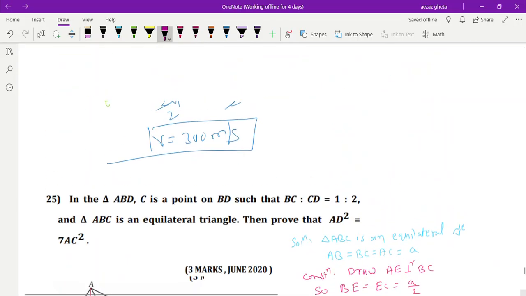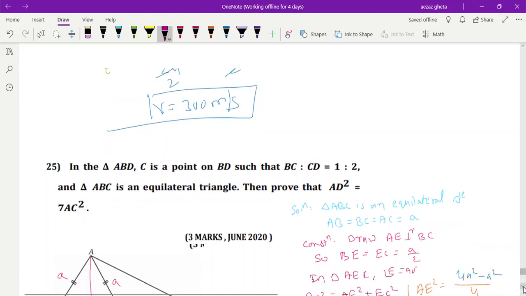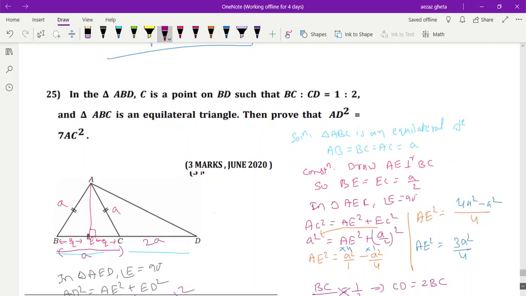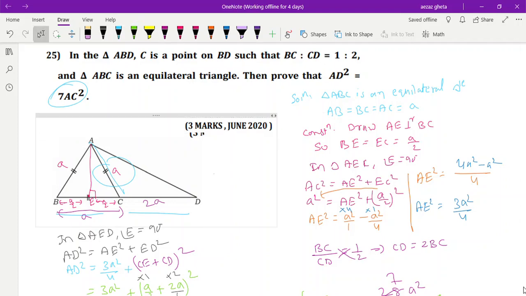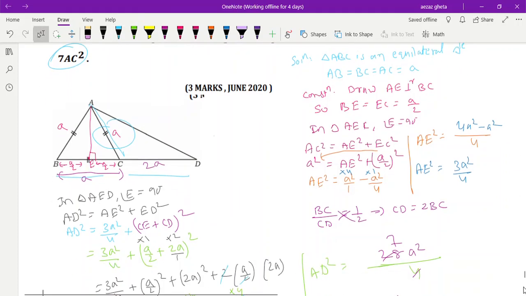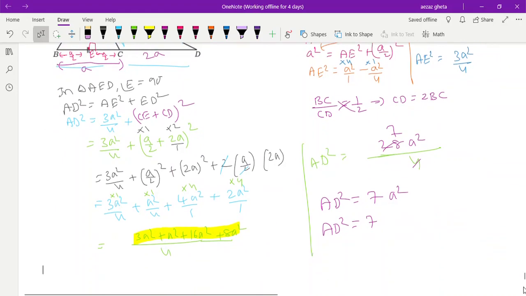Right, one second, let me see. Yeah, AC we can write, because here you can see that AC is also a only, correct? And we need to prove that only. So what you will write, AD square is equal to 7AC square, and you will write hence proved. Understood?